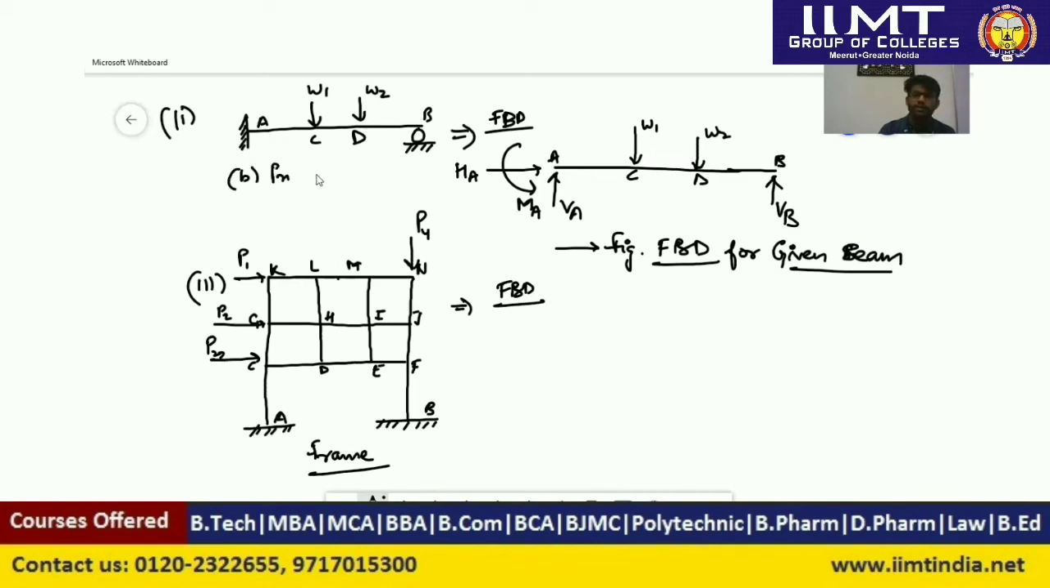This is a propped cantilever beam. And this is a frame. So to draw the free body diagram for this frame, let's draw it again. To draw the free body diagram for this frame, what is the first step?